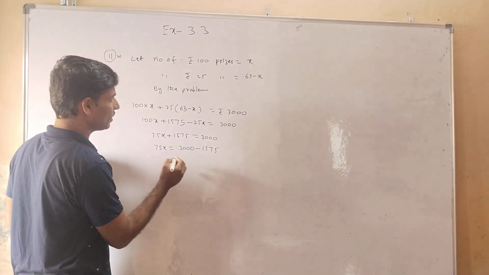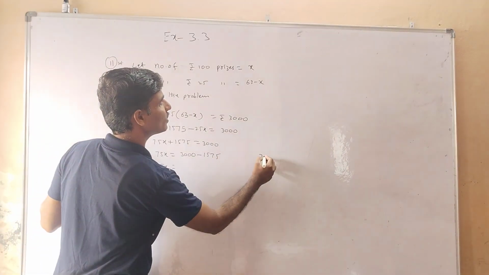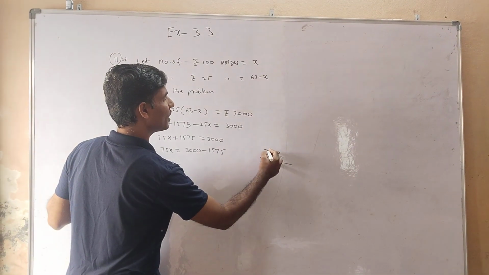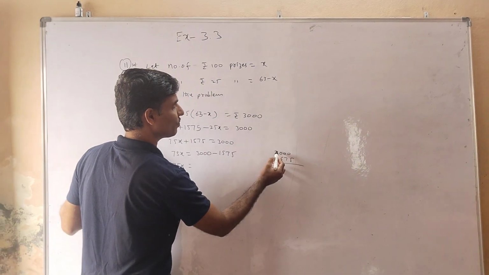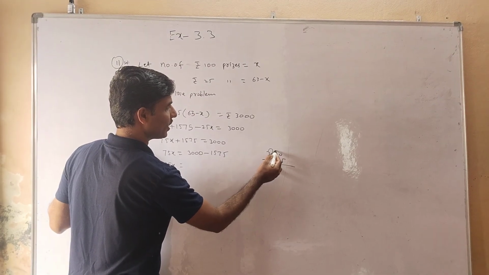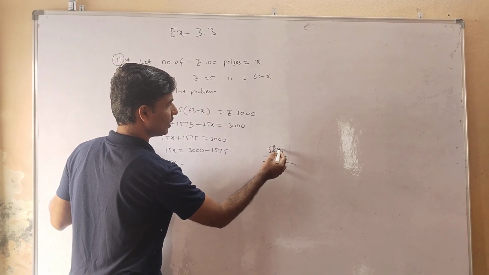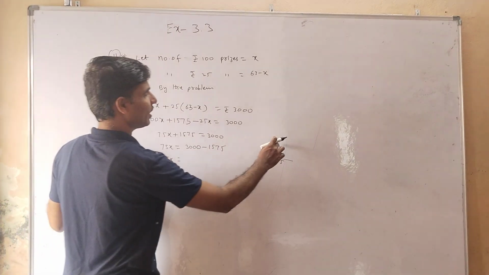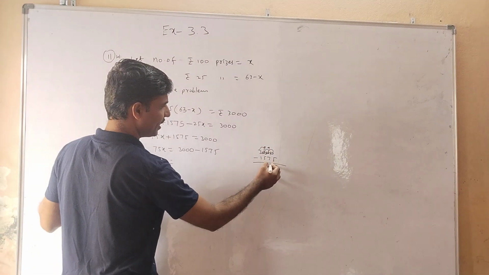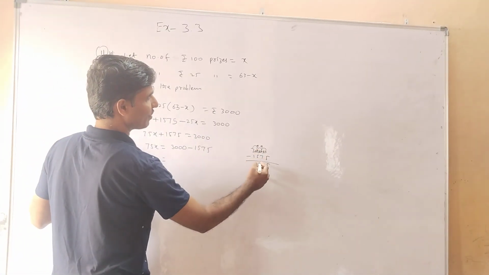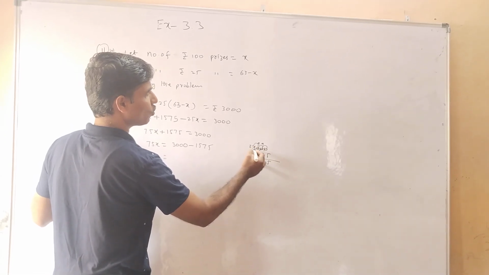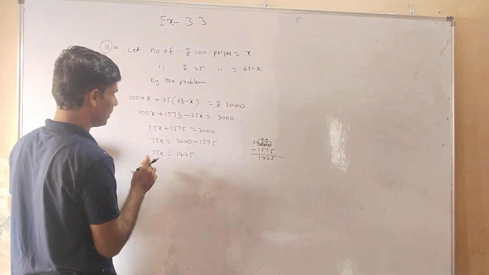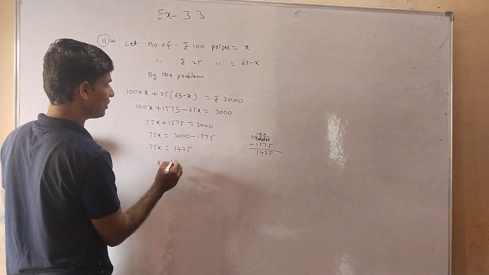Now transfer that side: 75x equals 3000 minus 1575, plus becomes minus. Now do the subtraction, 3000 minus 1575. Borrowing here: 0 there, 5 there. Borrowing means you have to get from here, 1 becomes 10, this becomes 9, this becomes 9, this becomes 10. 10 minus 5 is 5. 9 minus 7 is 2. 9 minus 5 is 4. 2 minus 1 is 1. How much did you get here? 1425.